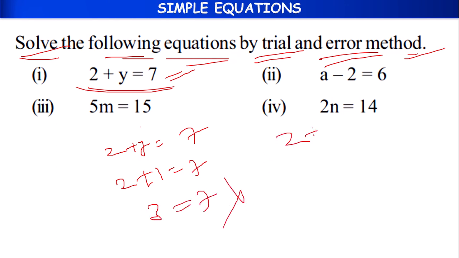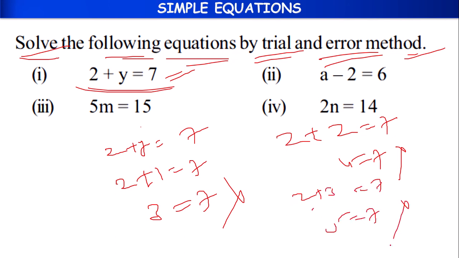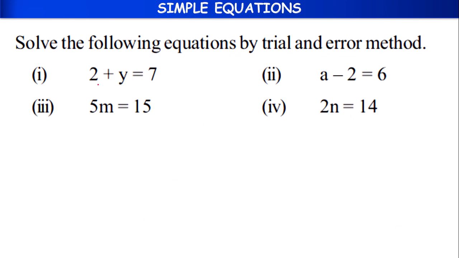Let's keep 2. 2 plus 2 equal to 7. 4 equal to 7. Wrong. Next, 2 plus 3 equal to 7. Means 2 plus 3 means 5 equal to 7. Wrong. Next, let's keep 4. 2 plus 4 equal to 7. 6 equal to 7. Wrong.